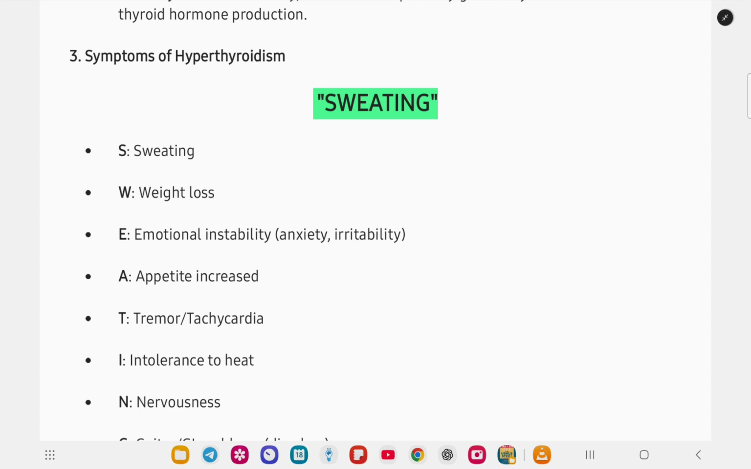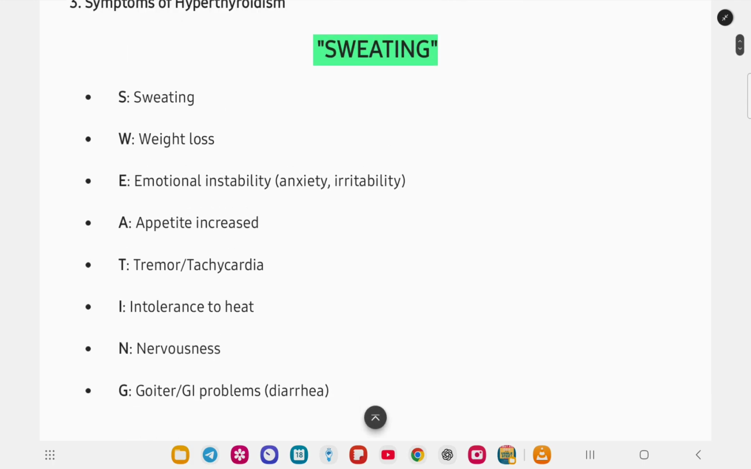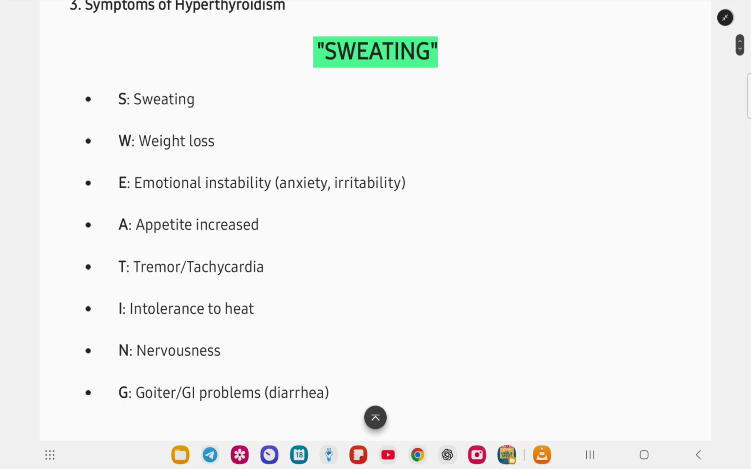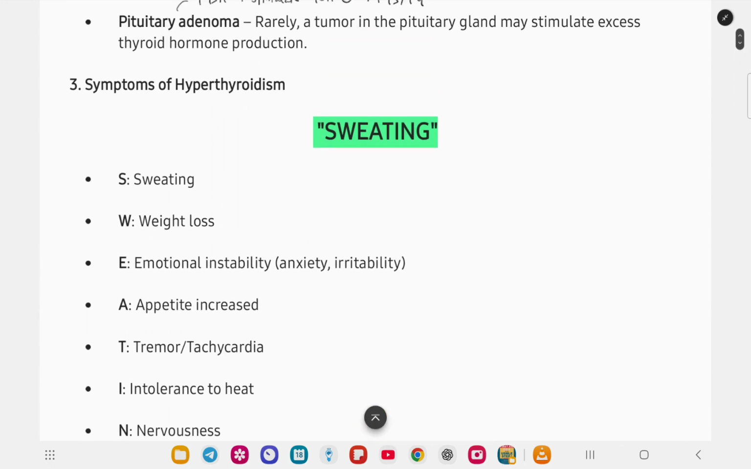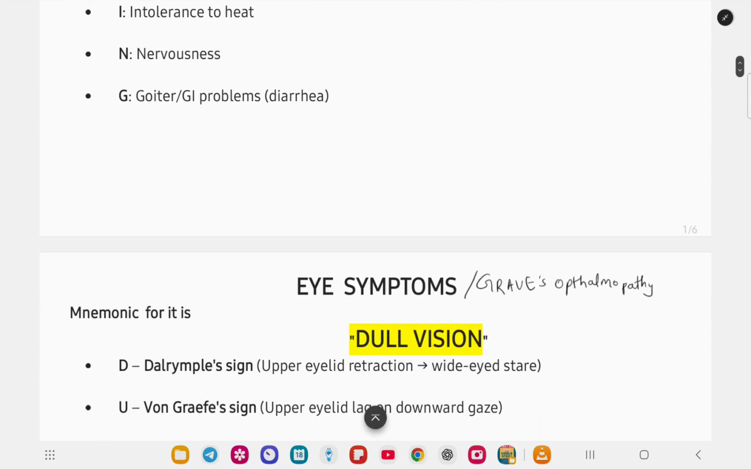And then we have symptoms. Symptoms of hyperthyroidism. There is a very easy mnemonic to remember the symptoms of hyperthyroidism. It is sweating, weight loss, emotional instability, anxiety, irritability, appetite increased, tremor, tachycardia, intolerance to heat, nervousness, goiter, GI problems like diarrhea. So these are general symptoms due to increased T3 and T4 levels in the blood.